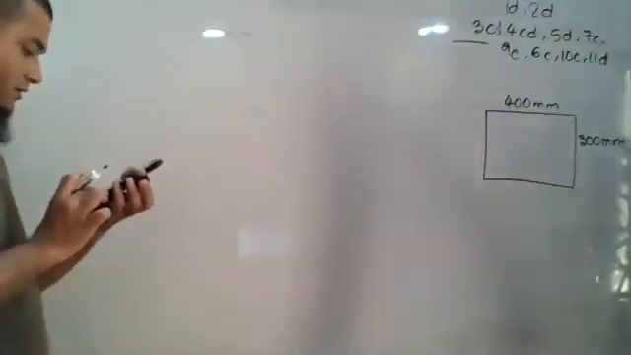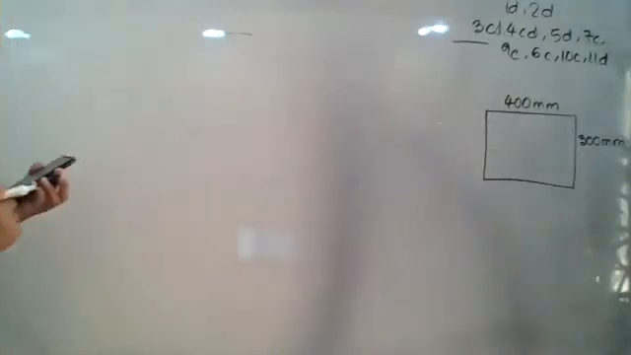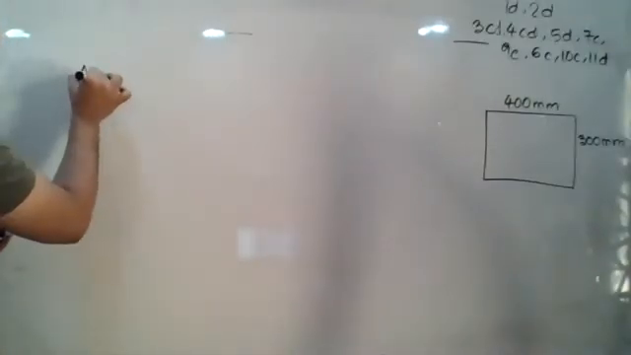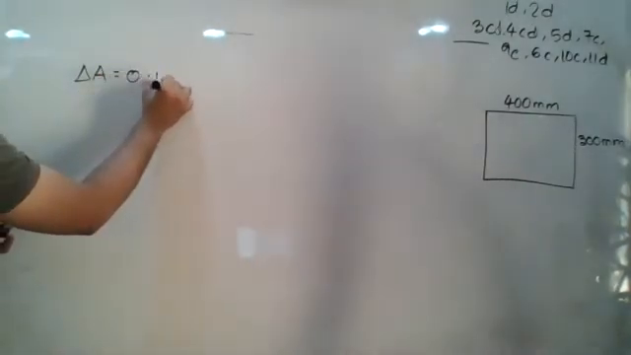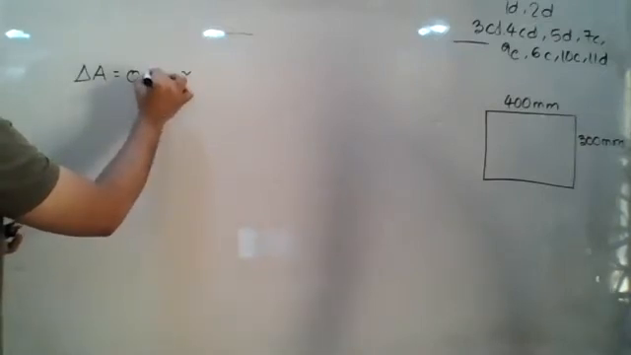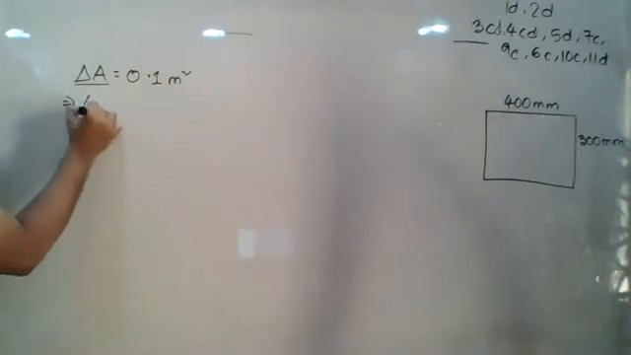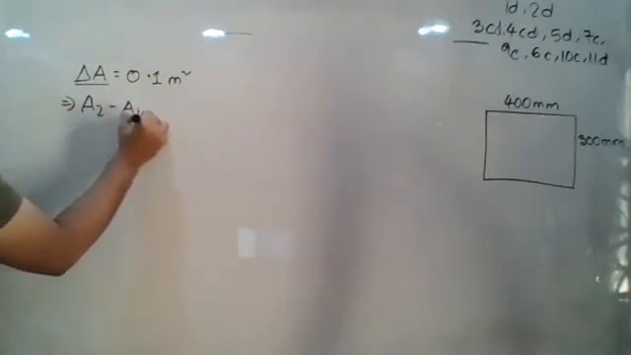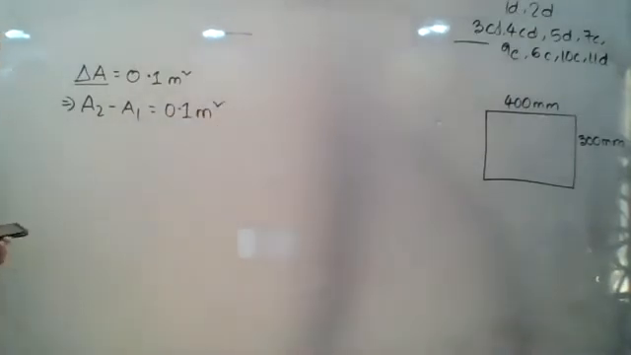We can calculate the area. The surface area of the figure is increased by 0.1 meter square. So the increase in area, that means change of area, right? It is given as 0.1 meter square. Now what does this change of area mean? Final area minus initial area. That is the change of area, right? So A2 minus A1 is equal to 0.1 meter square.